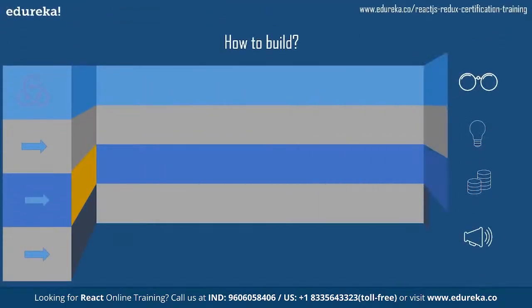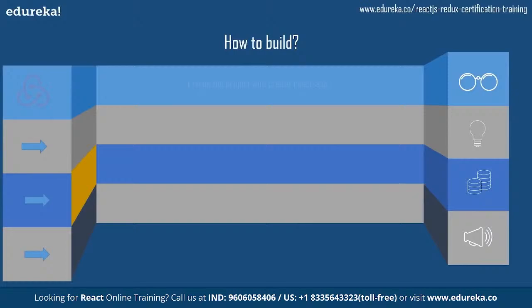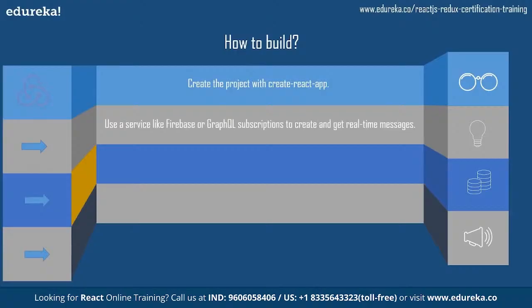Now, answering the question of how to build this app, we can start by creating the project with Create React App, then use a service like Firebase or GraphQL subscriptions to create and get real-time messages. Then we can add reactions to messages with emoji using the NPM package EmojiMart. Then we can deploy it to the web using Firebase tools.